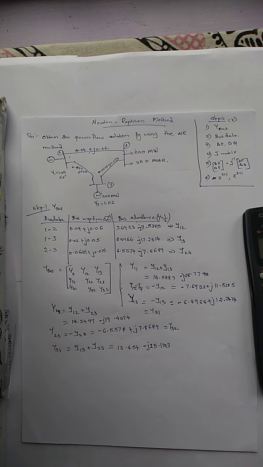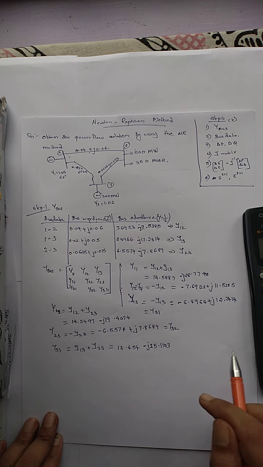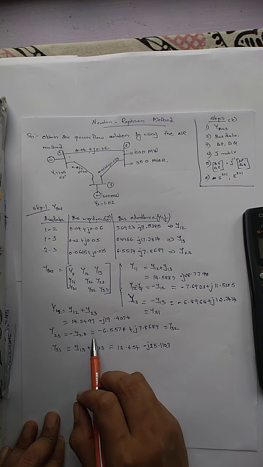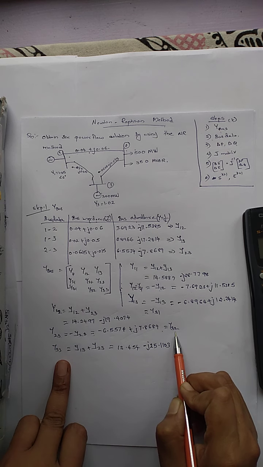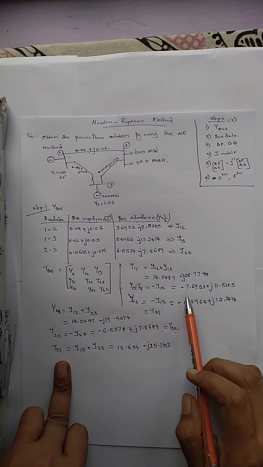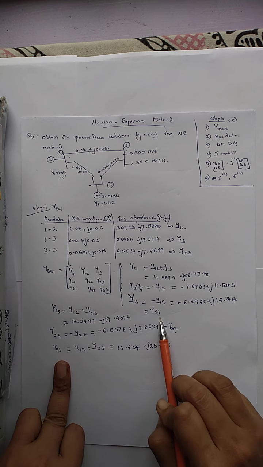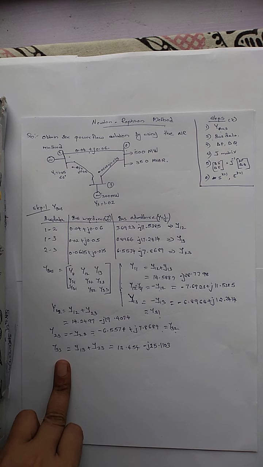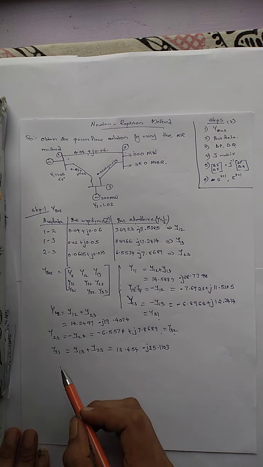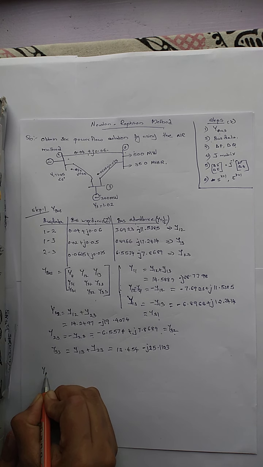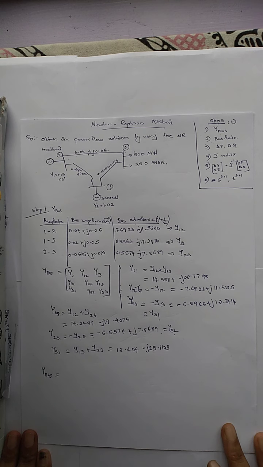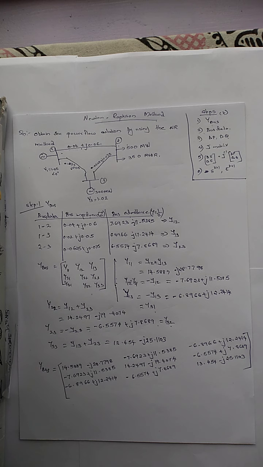Similarly, I have found out y22 and y23. This y23 value is equal to y32. Then y31 we have to find out, y31 is equal to y13. And finally I found out y33. Now we have to write the y bus in this form. So my y bus is equal to, I am going to rewrite it. So this is the y bus I have rewritten.